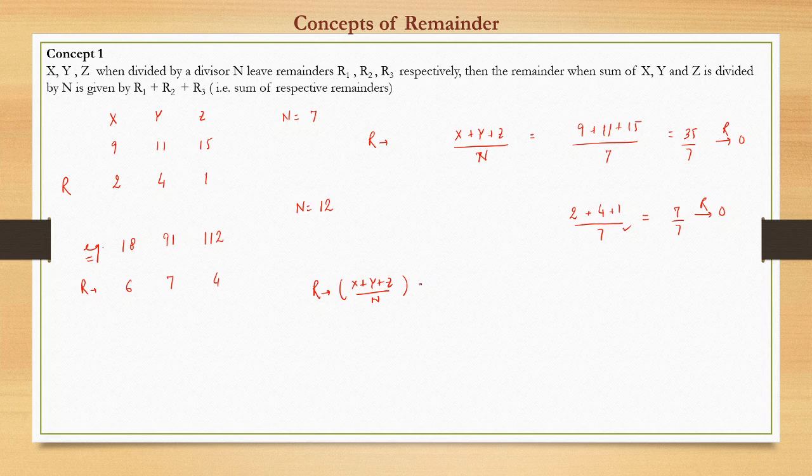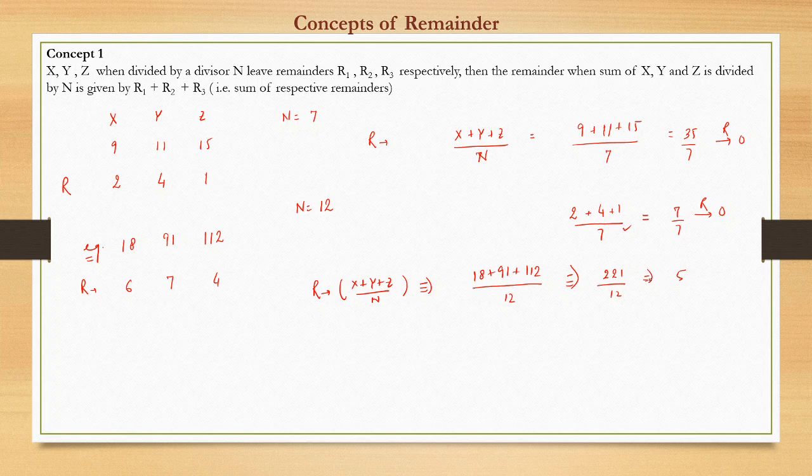your process would have been to add the numbers, that is 18 plus 91 plus 112, and divide by the original number, which is 12 here. So this would be a bit tedious. Adding 112 plus 91 gives 203, then 18 added to 203 is 221, by 12. So this becomes 12 times 18, and the remainder is 5.